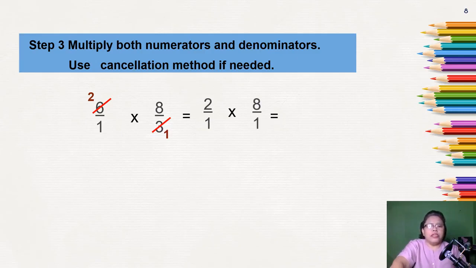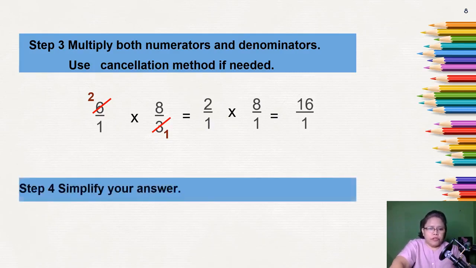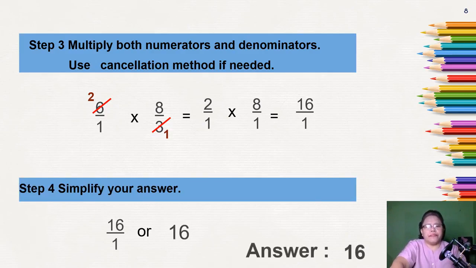Okay? And then, multiply natin yung taas at baba. So, 2 times 8, that is 16 over 1. Ay, 16. And then 1 times 1, that is 1. So, final step, simplify your answer. Ang answer natin is 16 over 1. And 16 over 1 is just a whole number. So, this is equal to 16. Ayan. Okay? So, answer natin, final answer is just 16.